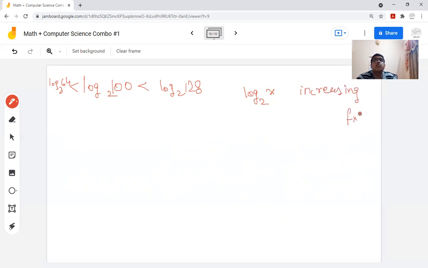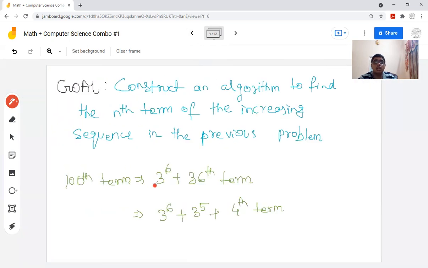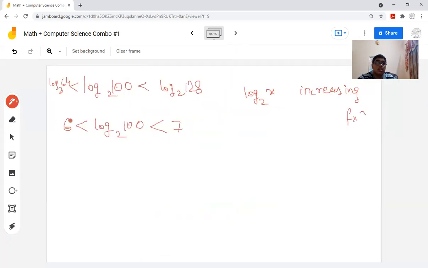An increasing function from the graph. So what is log base 2? Log 64 to base 2 is 6. That is less than log 100 to base 2, and that is less than 7. And now for 100, realize that we wrote a 3 power 6 term. Since we wrote a 3 power 6 term, we want this 6.